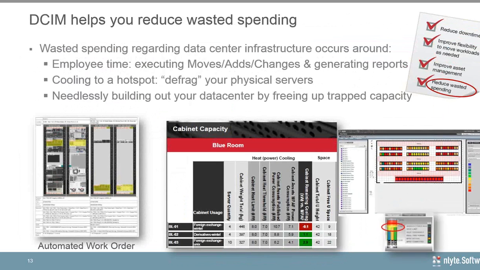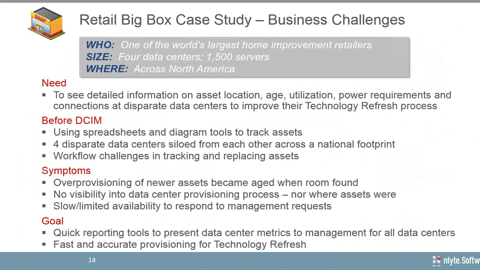So with a super quick case study, there is a retail big box client of Enlight. They actually advertise on TV in the US quite a bit, and they want to improve their tech refresh process. So before DSIM, they were using spreadsheets, they were using diagrams, having a lot of trouble tracking this across their 4 different data centers, and they were having trouble tracking replacing assets.